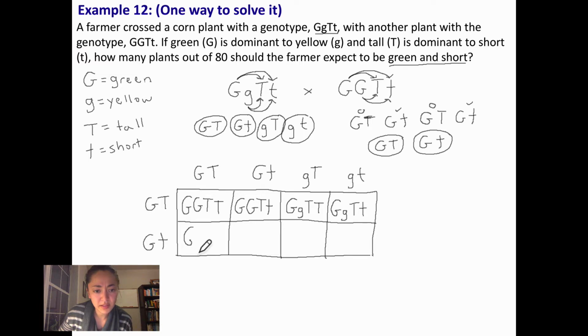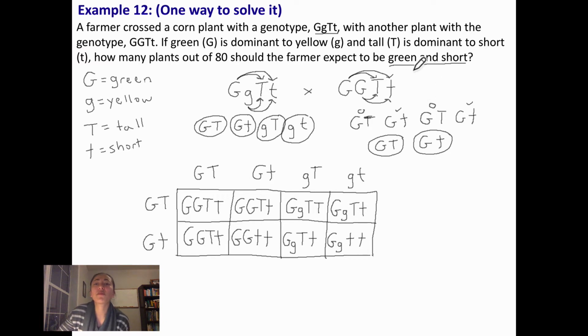And just go ahead and fill out the rest of it. Big T, little t. Big G, big G. Well, now I see I'm getting a little t from both parents, so it'll be a little t, little t. And I have a big G, little g, big T, little t. Big G, little g, little t, little t. All right, so these are 8 potential offspring here.